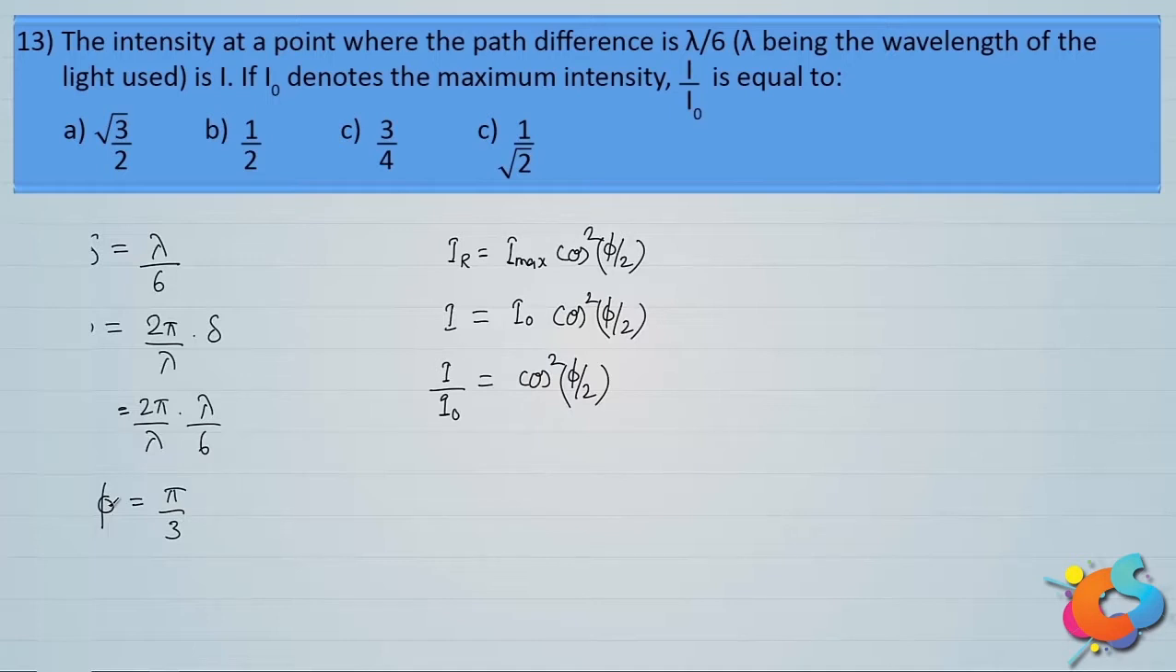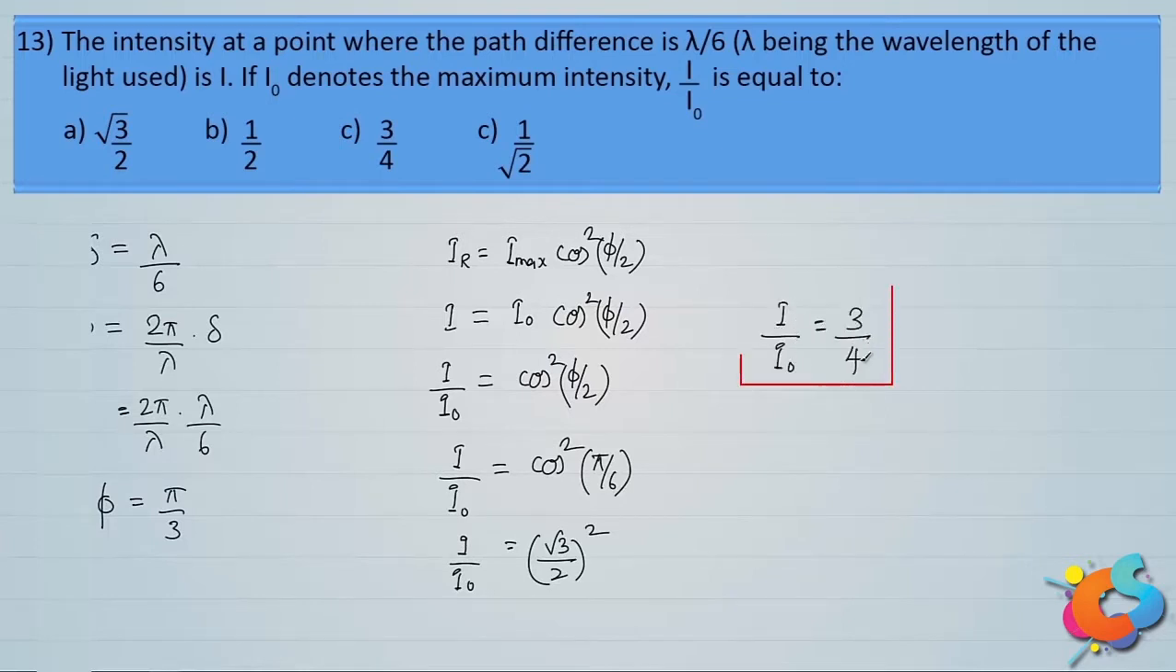Let me substitute this phase difference in the expression for I by I naught. I by I naught is equal to cos square phi by 2, which is pi by 3 by 2, which is pi by 6. So pi by 6 is 30 degree and cos 30 is root 3 by 2. The square of this, that is root 3 by 2 whole square, is equal to I by I naught. Therefore, I by I naught should be equal to 3 by 4. So 3 by 4 is the correct answer given in option C. Therefore, option C is the correct answer.